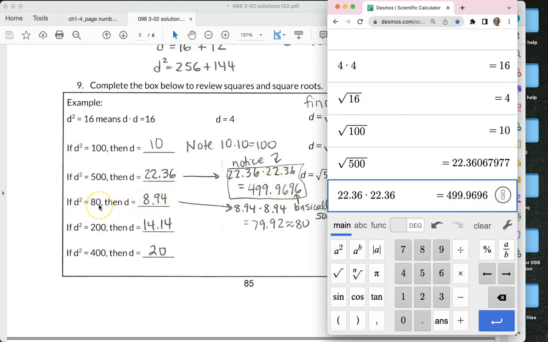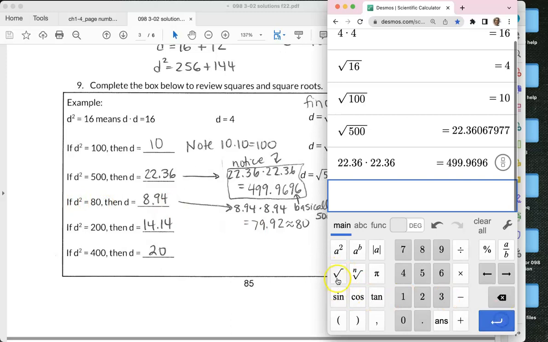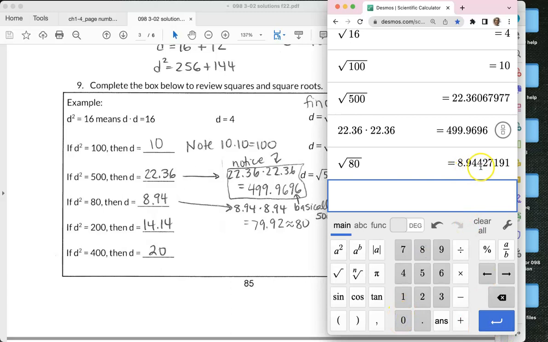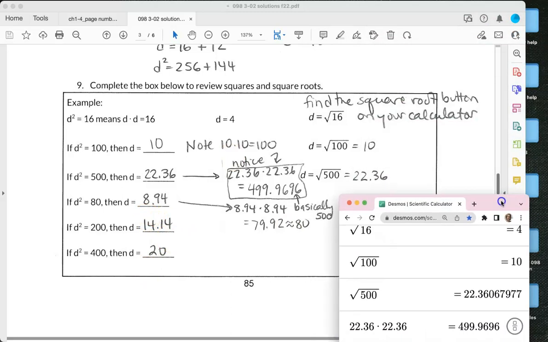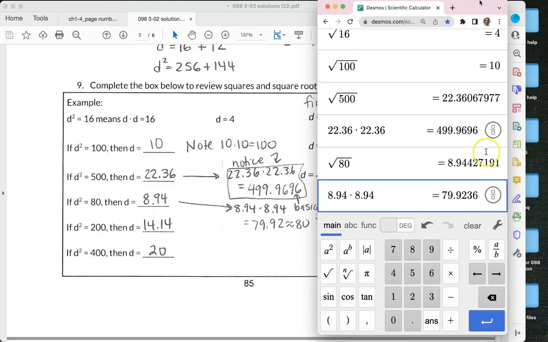If d squared is 80, well, what's the square root of 80? I want to find out what d is. 8.94. So obviously I'm losing a little accuracy if I say 8.94, but I'm close. Times 8.94. There it is, 79.92. Close enough, almost 80. And so on. So that's how square roots work. They're helping us to figure out what times itself would give you the number.